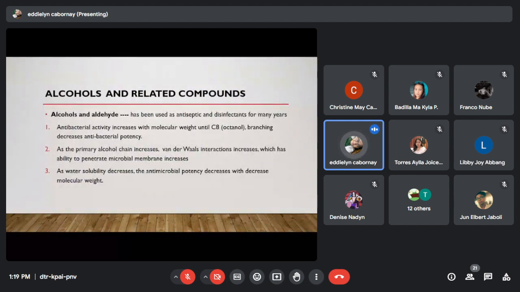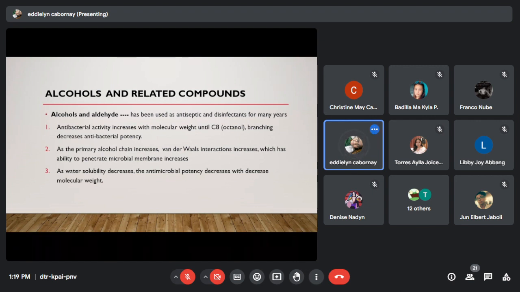So we have the two most commonly used antiseptics and disinfectants, which are ethyl and isopropyl alcohol. Take note of this. These are the two most commonly used antiseptics and disinfectants: isopropyl and ethyl alcohol. Alcohols and aldehydes have been used as antiseptics and disinfectants for many years. So we have the following characteristics.